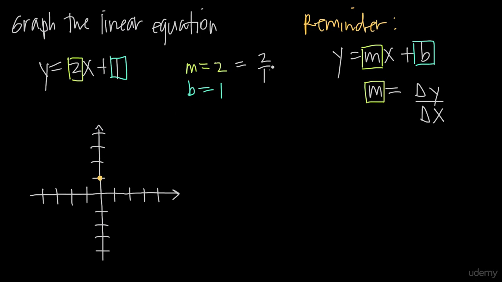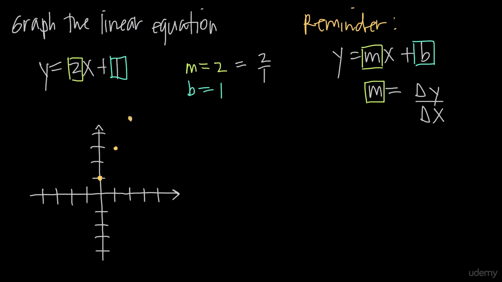which means that for every 2 units we go up along the y-axis, this is positive 2, so we're going to go in the positive direction of the y-axis 2 units to here. We're going to go in the positive direction along the x-axis 1 unit because the change in x is 1. So we're going to go up 2 for y and then over 1 for x and plot another point. We can do that again. We can go up 2 for y and over 1 for x and plot another point here.